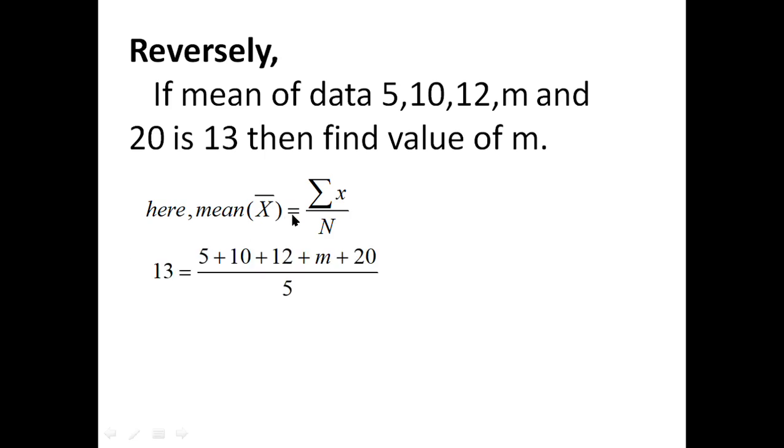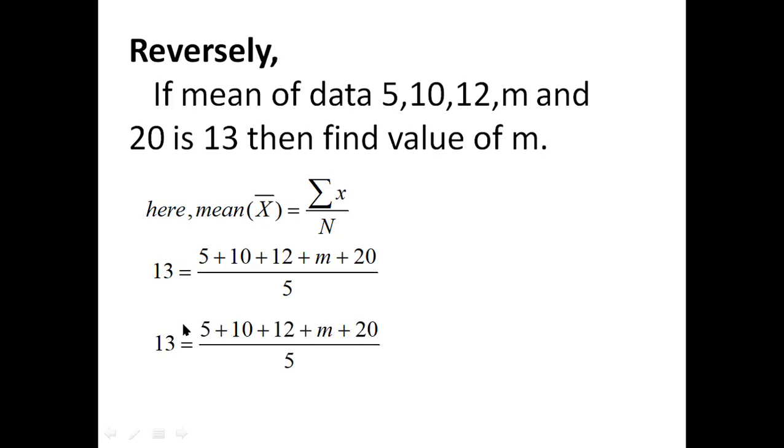So the mean is 13 over here, and the summation of x, here all these values are x or variables, 5, 10, 12, m and 20. So get them added and divided by the total number of terms here. So 1, 2, 3, 4, 5. So 5 terms are here altogether, so divide by 5, and then we can make cross multiplication.